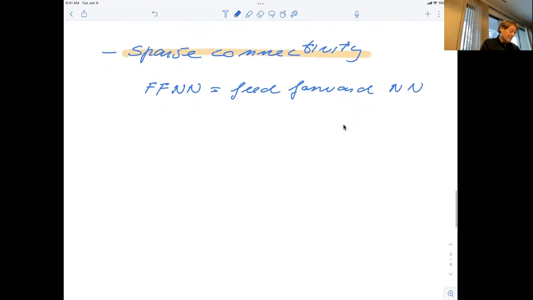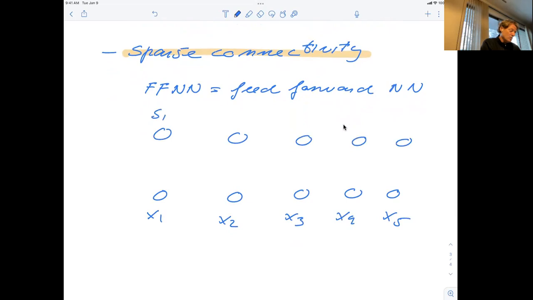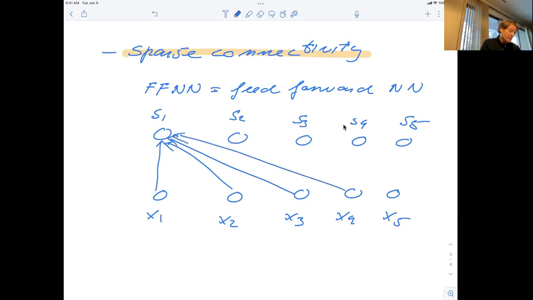And suppose now that you have 5 input nodes. So let's call these X1, X2, X3, X4, and X5. And then we have the hidden nodes here. So let's call these S1, S2, S3, S4, and S5. And in a standard feed-forward neural network, what happens then is that S1 receives an input from X1, but it receives also an input from X2. It receives an input from X3. It receives an input from X4, and it also receives an input from X5.